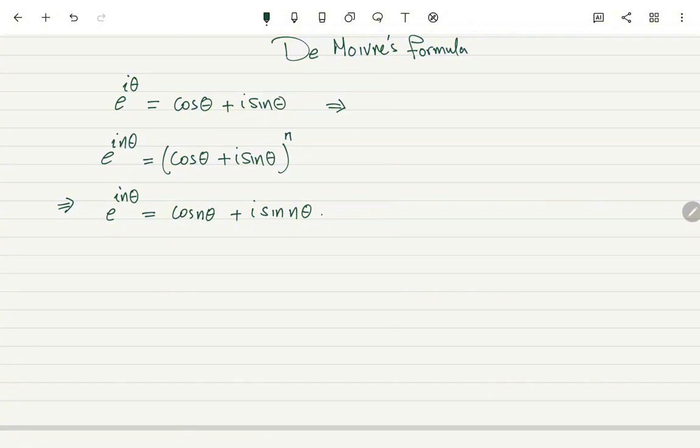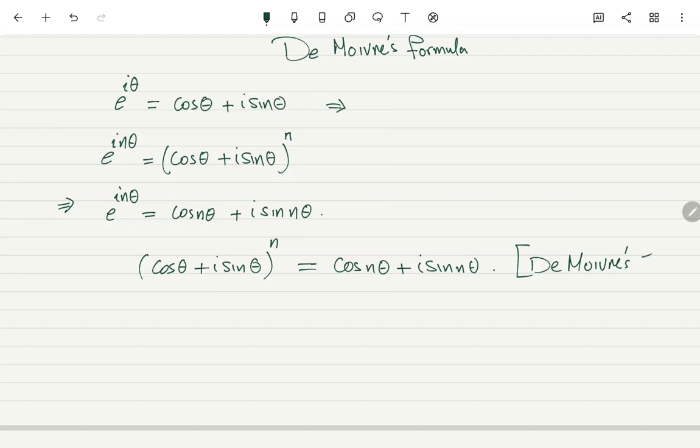Simply, we can use this definition: (cosine theta plus i sine theta) to the power n is actually equal to cosine n theta plus i sine n theta, and this is called De Moivre's formula. This formula is used very often in optics. It's actually a very important formula in optics.